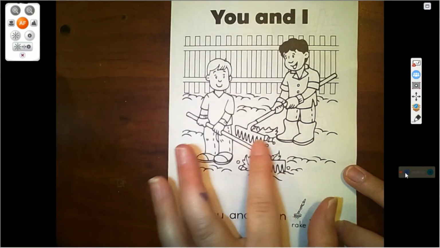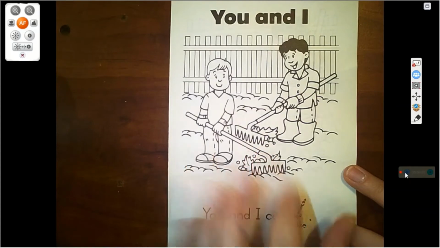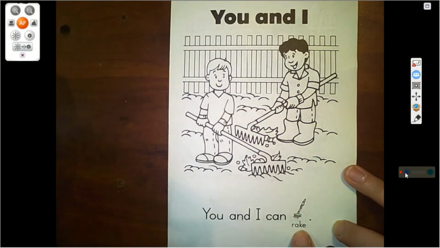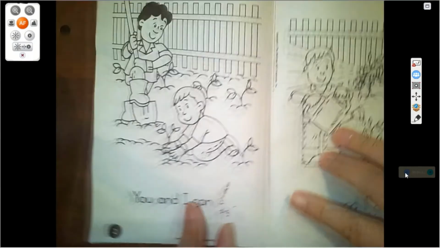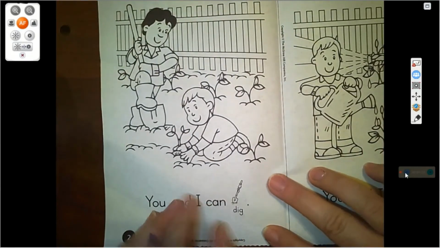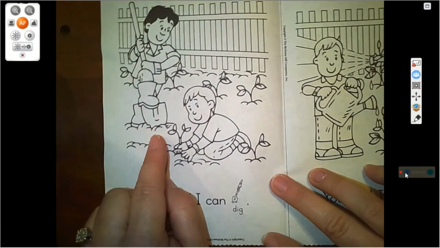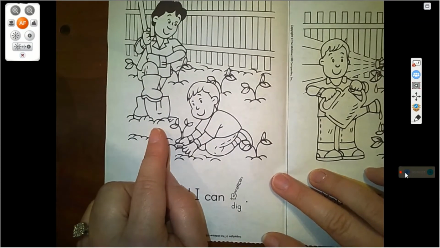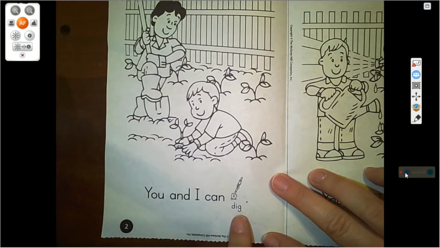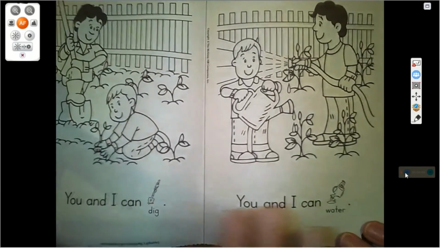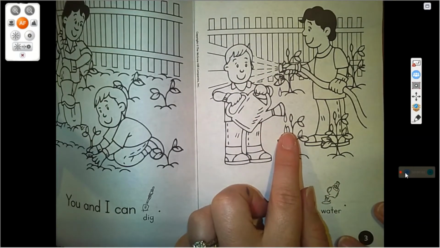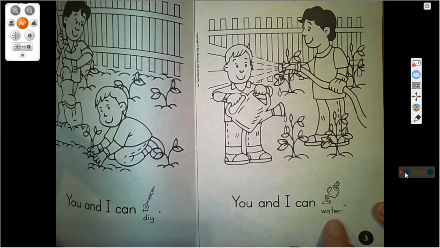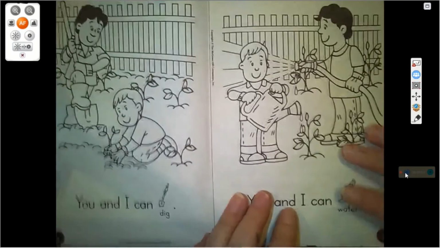What is this a picture of? Right here. What are they using in the garden? They are using a rake. So this word is rake. What were they doing with the shovel here? They were digging. So this word is going to be dig when we get to it. What is coming out of the can? Water. This word is water.